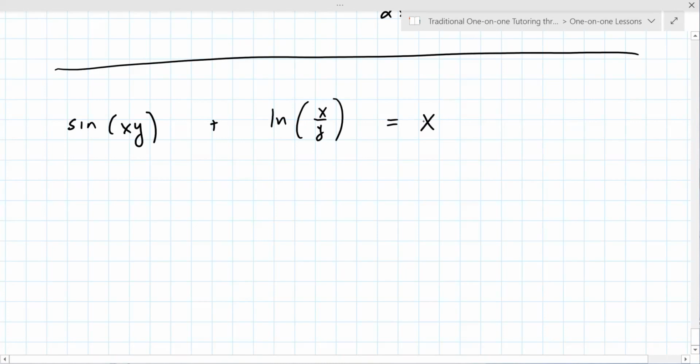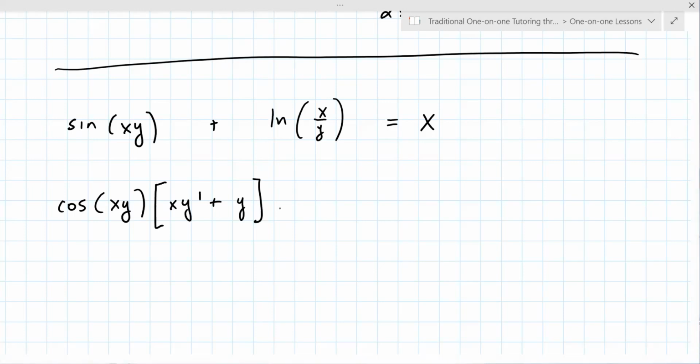So I'll work this out with you. On the left, you start by taking the derivative of the outside function. So the derivative of sine is cosine. But then you have to take the derivative of the inside function. The inside function is a product rule. So that's xy prime plus y.